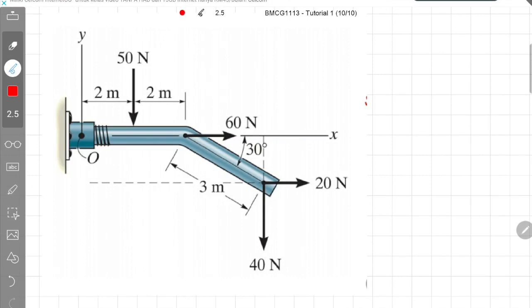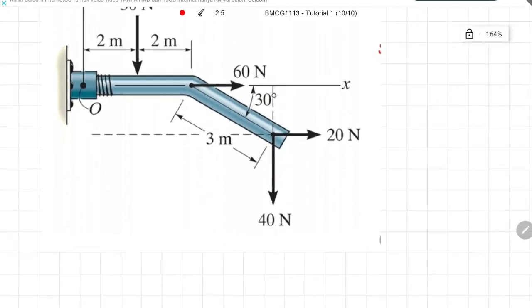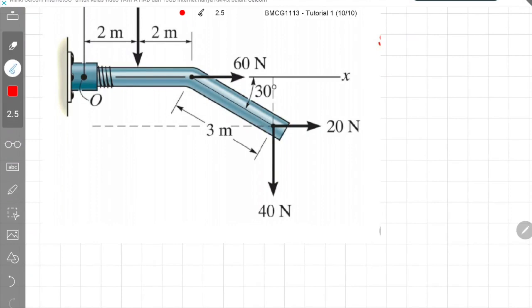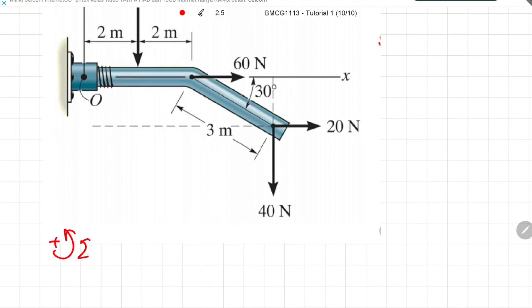So let's look straight at this example. In this example, you are required to calculate what is the resultant moment caused by these 4 forces. Okay, so from the previous slide, we know that assuming counterclockwise direction to be positive, the resultant moment would be equivalent to summation of F multiplied with D.